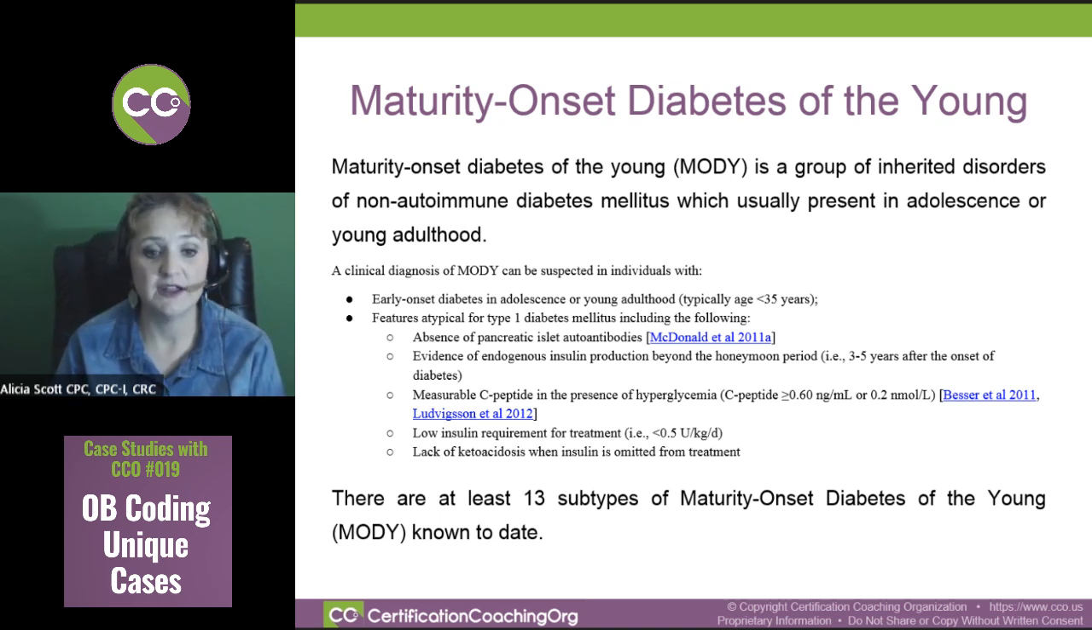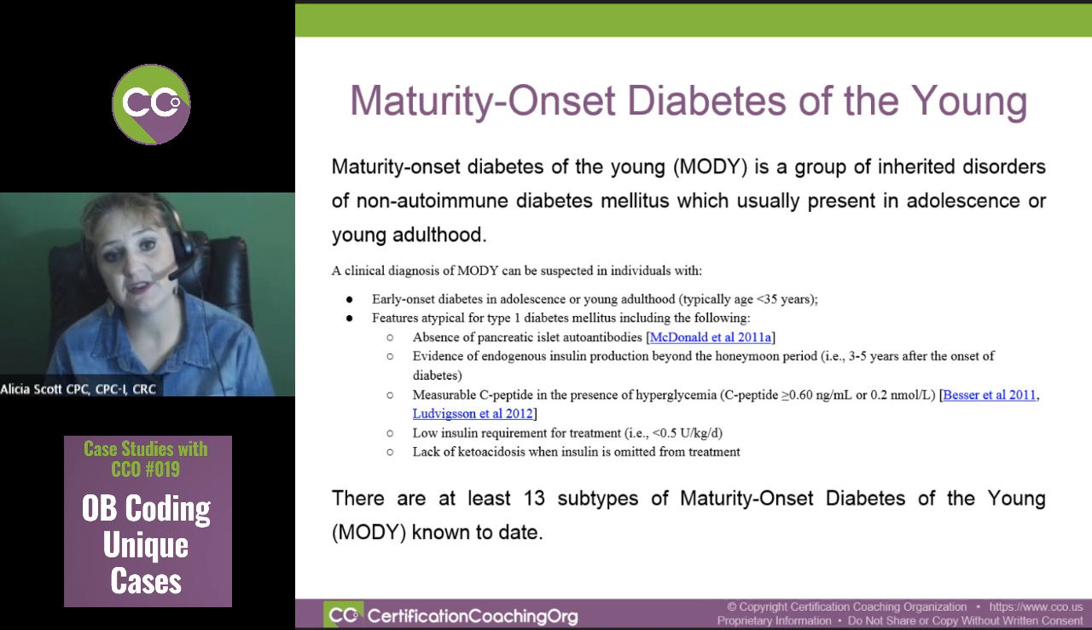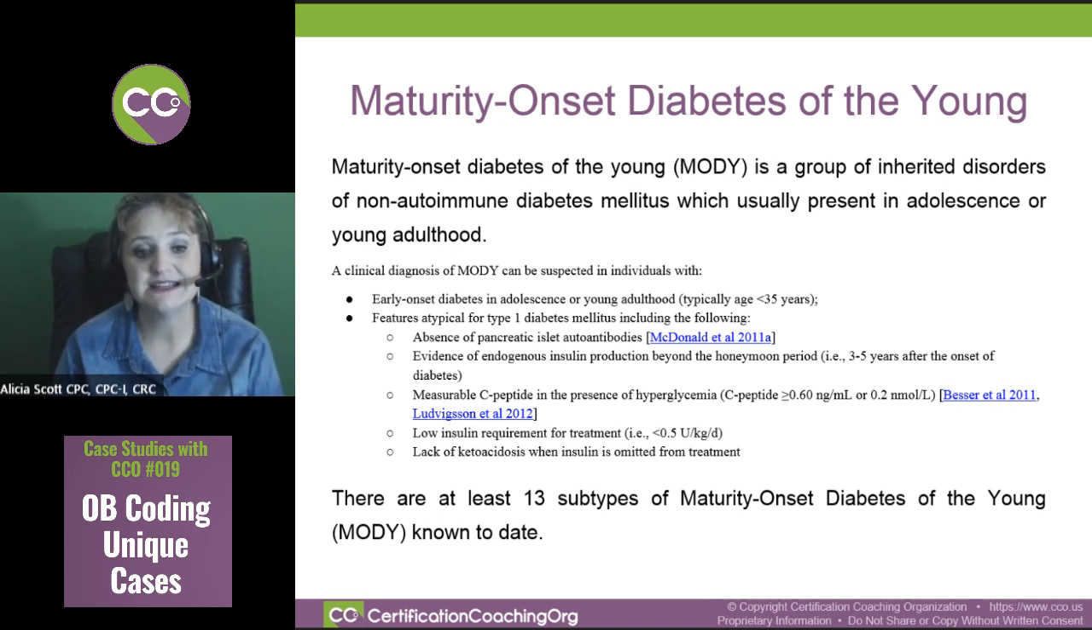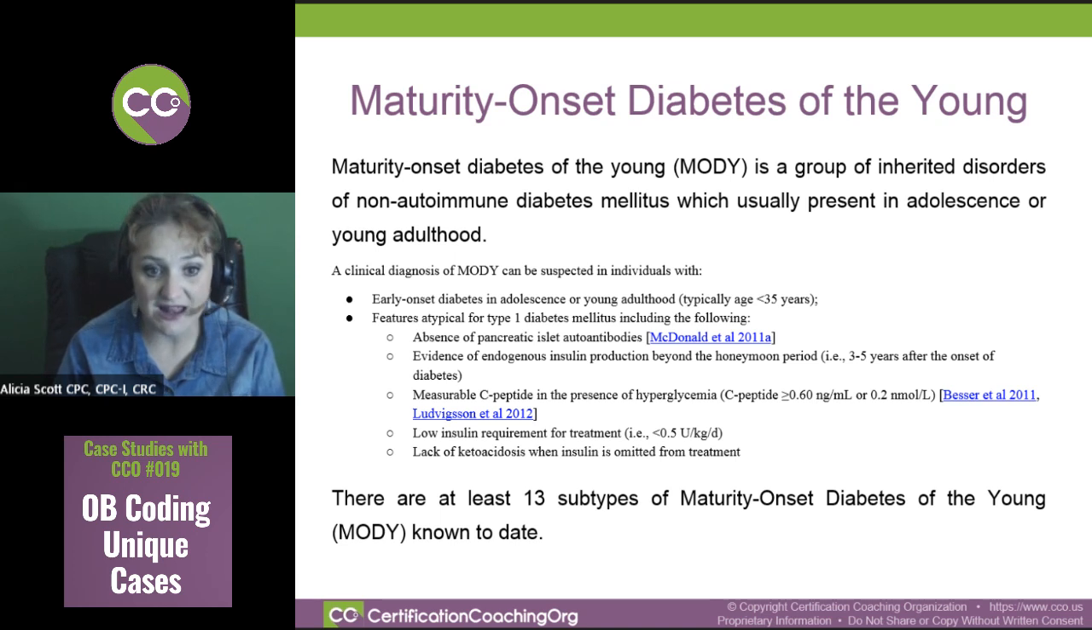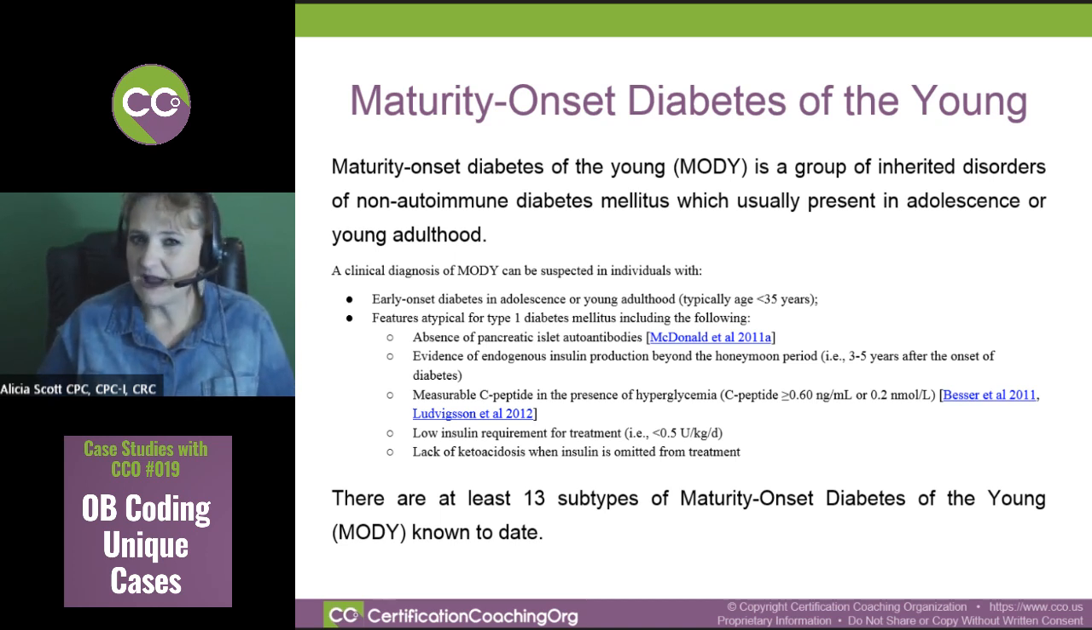They have another type of chemical that the body produces, C-peptide, and the presence of hyperglycemia, meaning your blood sugars run really, really high, as well as having the C-peptide. Low insulin requirements for treatment. Now, that's where things get interesting. We'll see that in this case study.